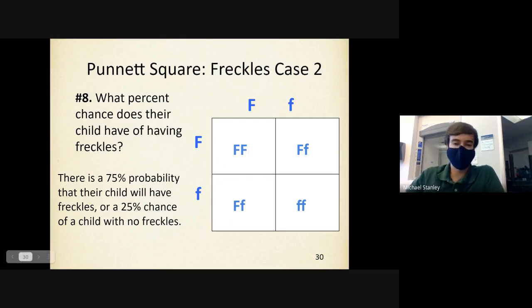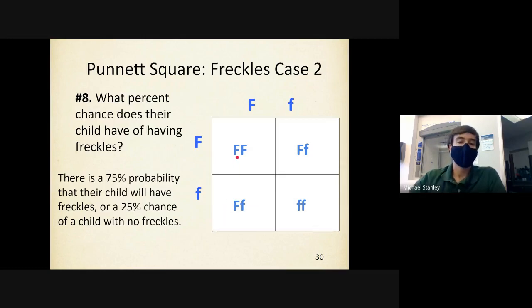Great question, Elizabeth. She's asking if the mom always goes on the top or side. It doesn't matter. The mom or the dad could go up here. The mom or the dad could go up here. It might change around which letters go in which box, but the probabilities will end up being the same. So it doesn't matter how you set up the Punnett square in terms of which parent goes where. Great question.